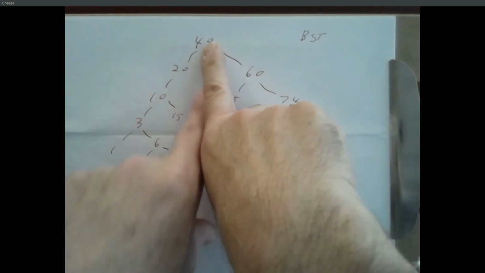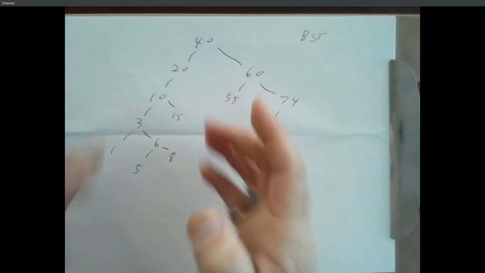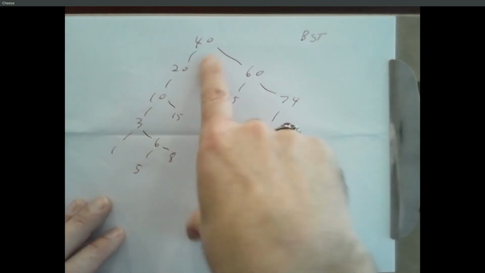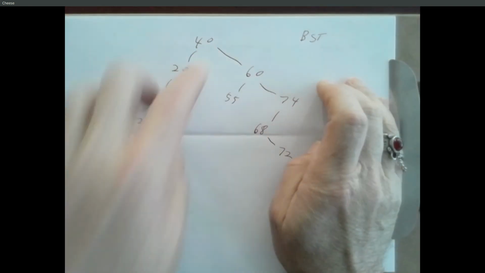And it's much easier to draw it like this than to draw it as a list with arrows going off to the other sides. Because like this, it's pretty easy to see what's going on, which is the following. For example, if we look at the 40, this is the root of the tree, right? So it's a tree that's growing down from the sky. This is the root. Everything to the left of the root is smaller than the root, and everything to the right is bigger.